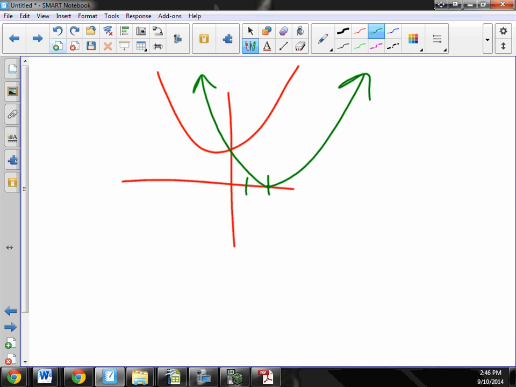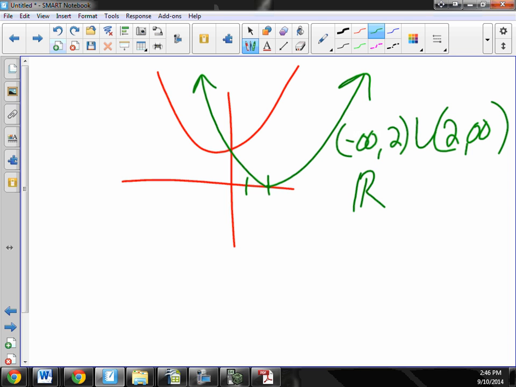Where is the green graph positive? So I could either do negative infinity to 2, union 2 to infinity, right? That's one way to talk about the positive. Or I could just say real numbers, x is not allowed to be 2. So if you want to just keep everything except 1 or 2 or 3 points, you can do this.